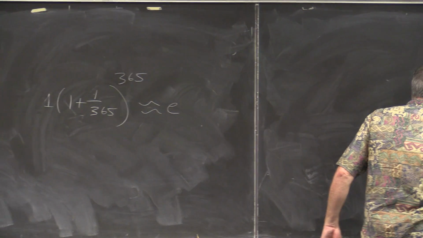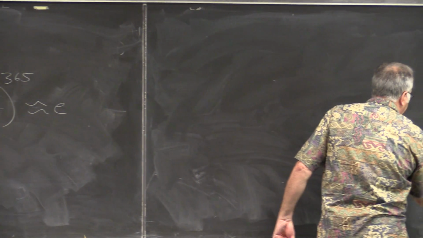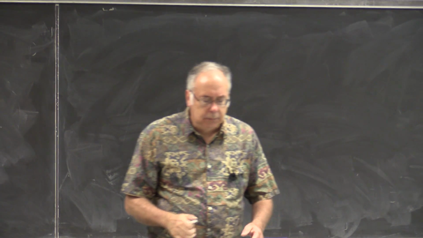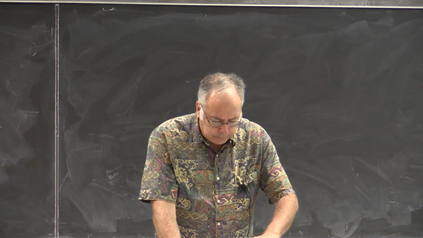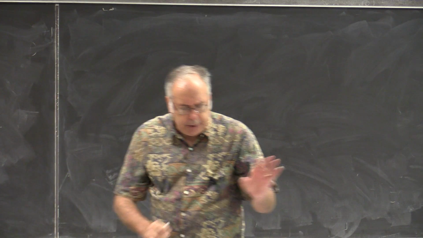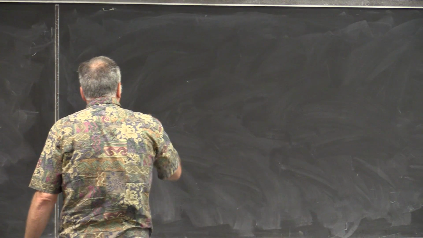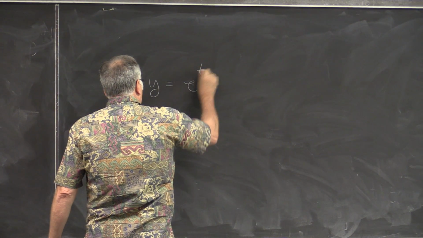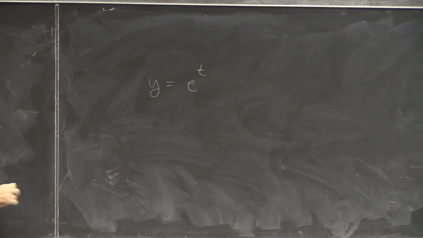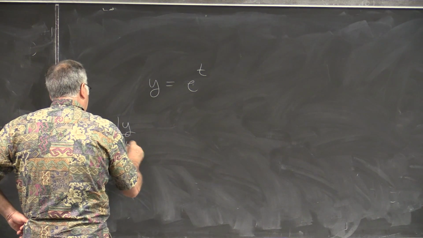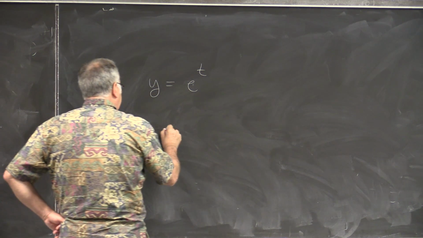So you want to use e when the growth process is continuous. We said earlier that if you have an equation of this type, and I won't prove this, but if you have y equals e to the t, dy/dt is just equal to e to the t.